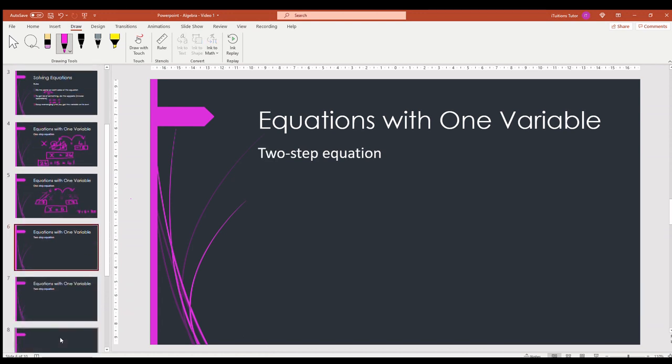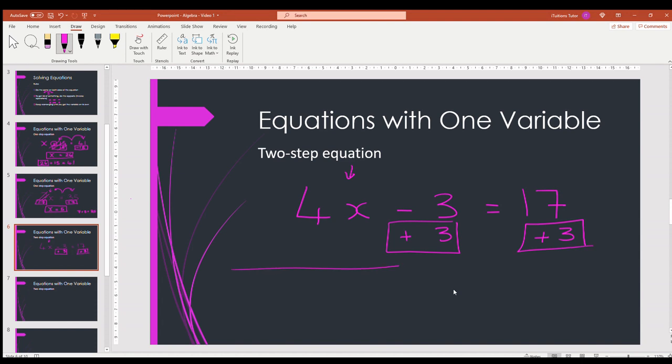Let's do some equations that involve two steps to solve. Have a look at this one. 4x take away 3 equals 17. I need to get the x on its own. I'll start by getting rid of the 3. The opposite of subtract is addition, so we'll add 3. We must do the same on the other side.